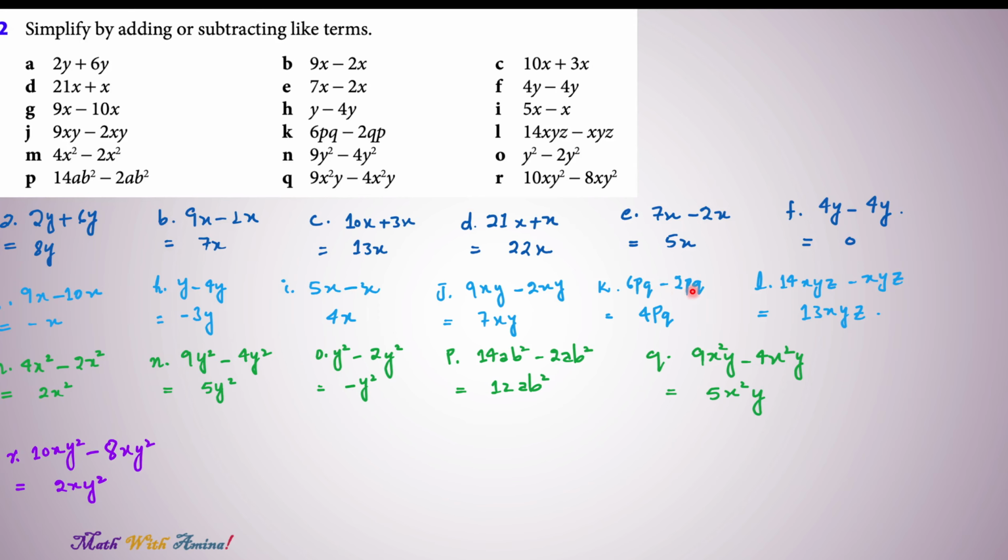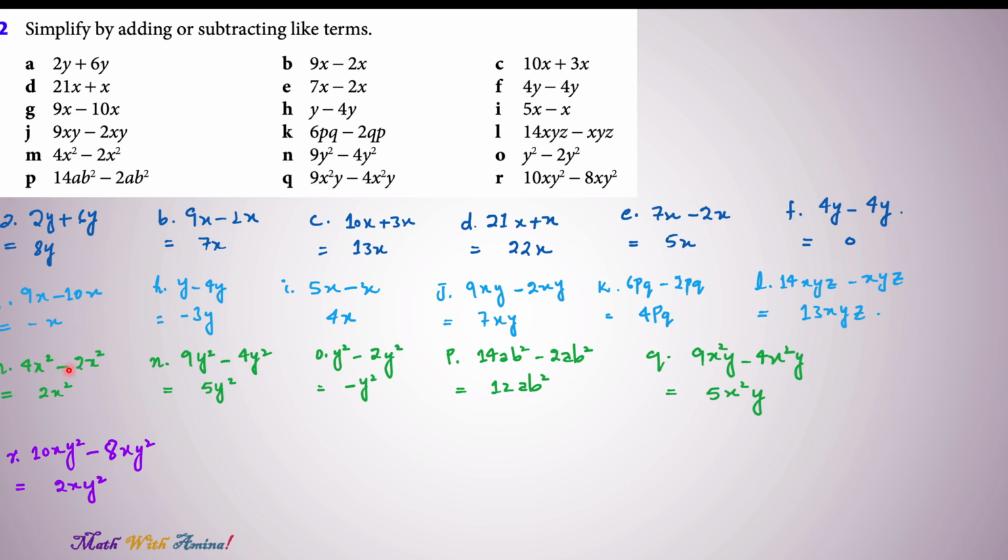6pq minus 2pq. Again, subtraction takes place between two like terms, not same terms but like terms. So 6pq, when we subtract 2 from it, we are left with 4pq. 14xyz minus xyz. So it means the coefficient in here is 1. When we subtract 1 from 14, we have 13, and the variable will remain the same, it is xyz.